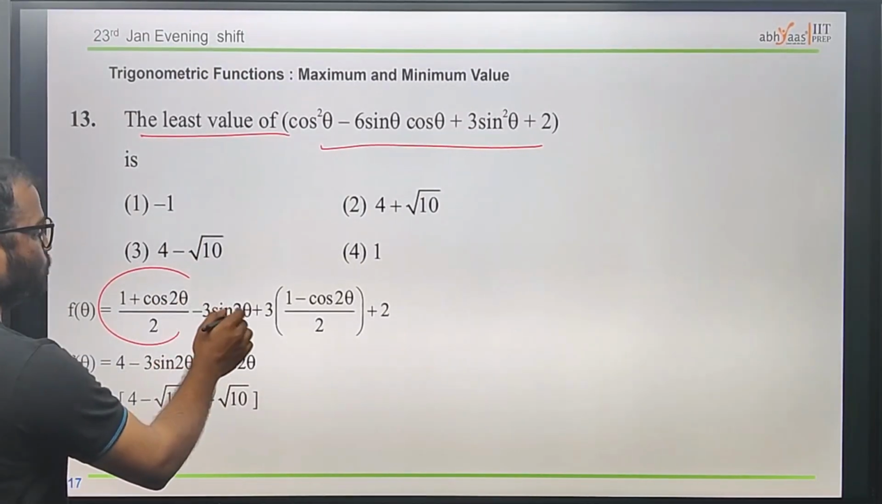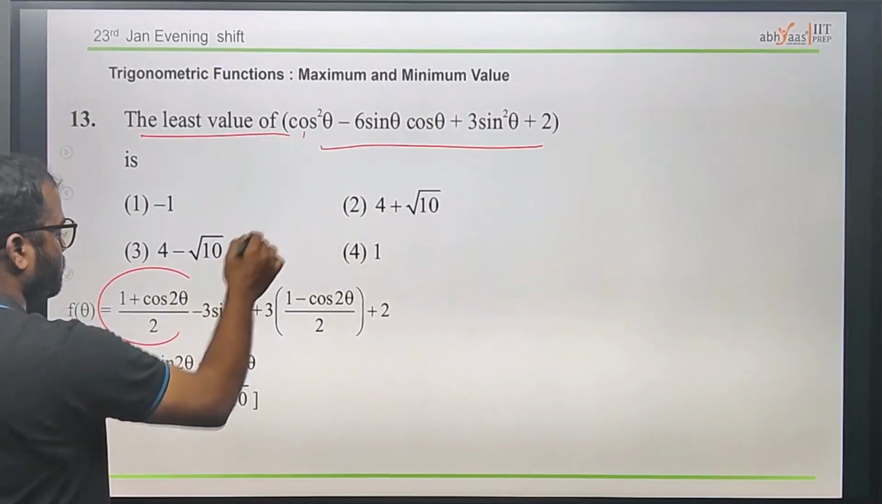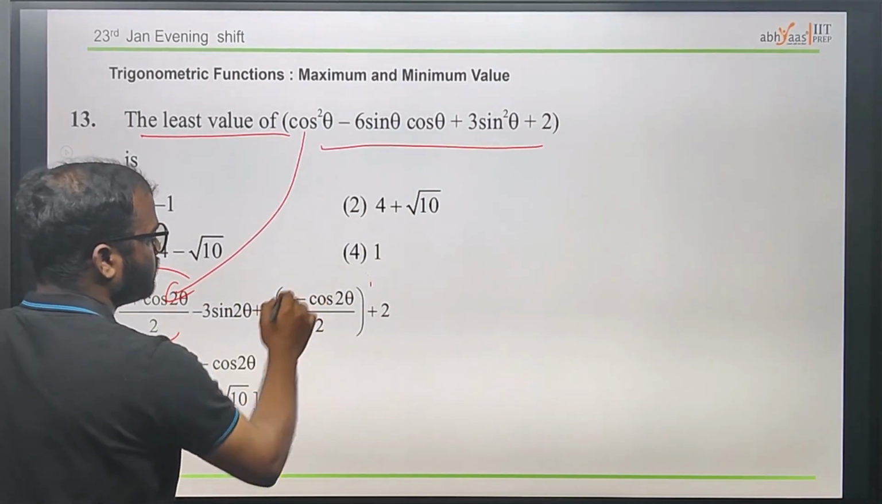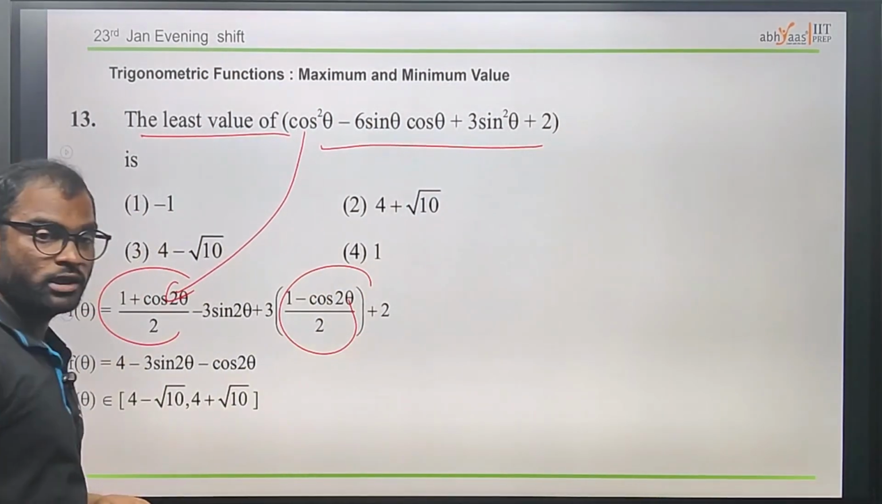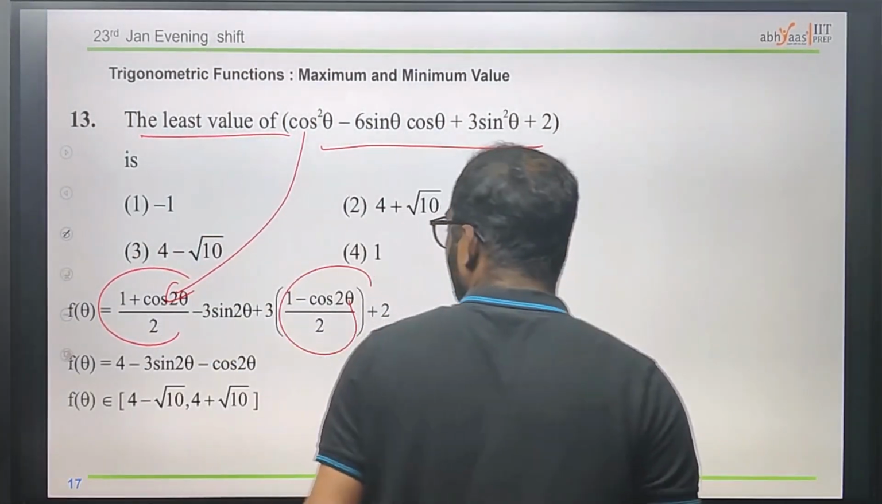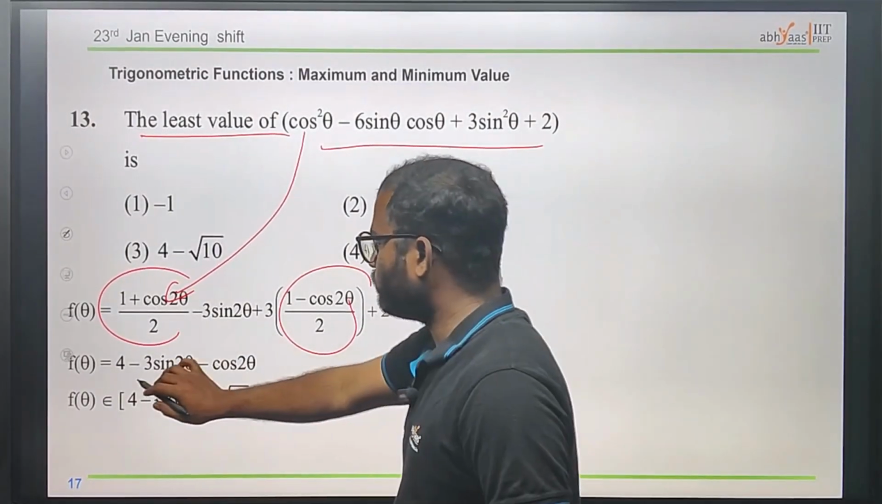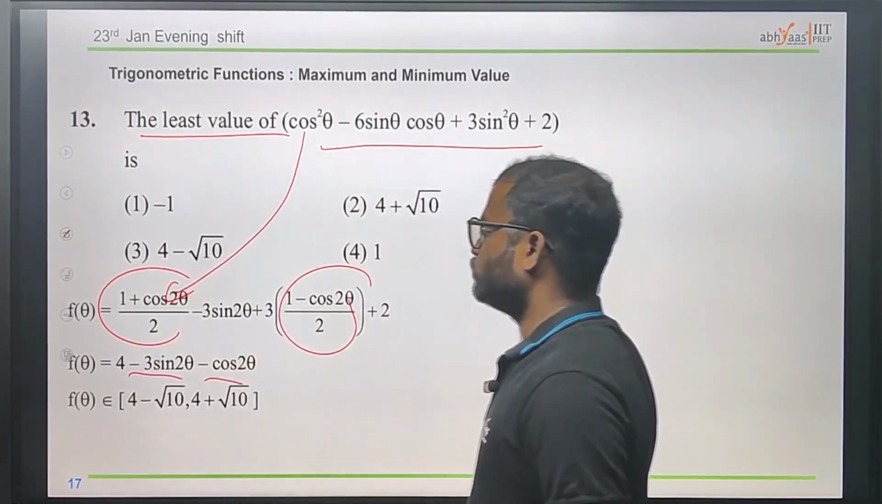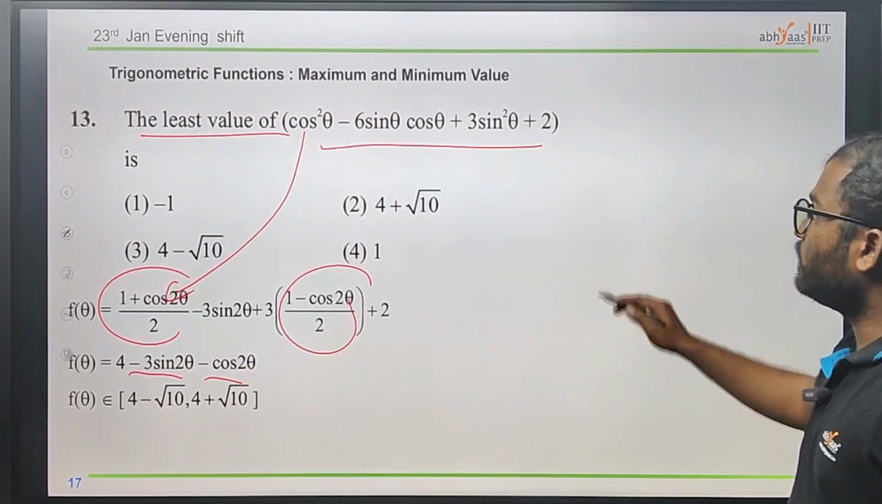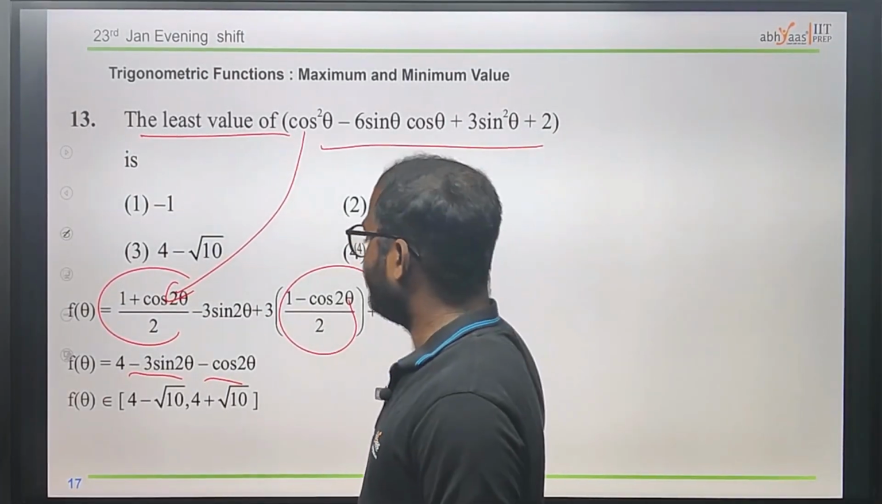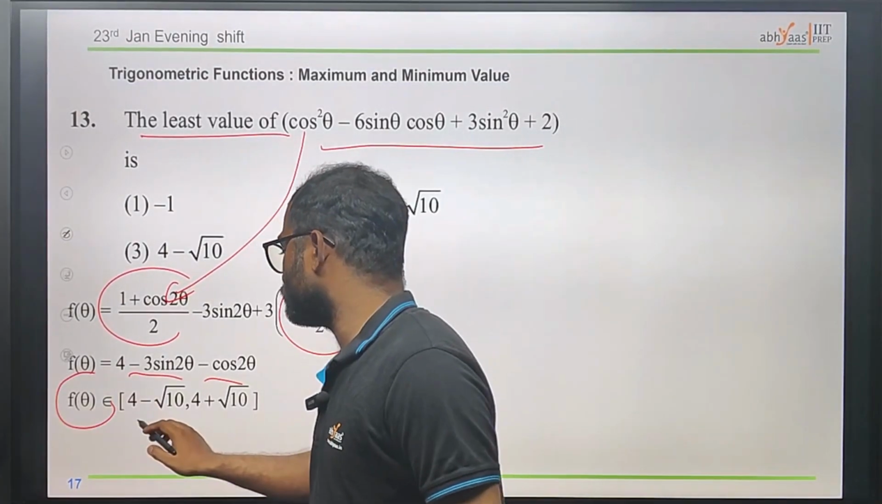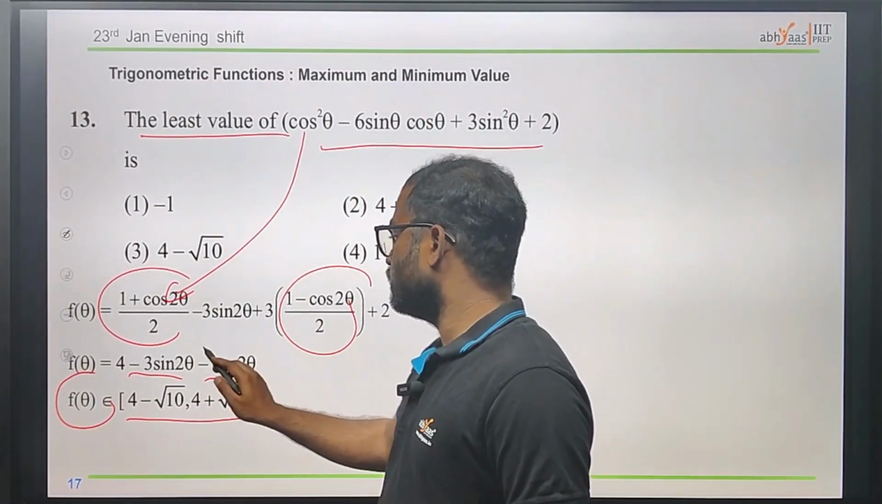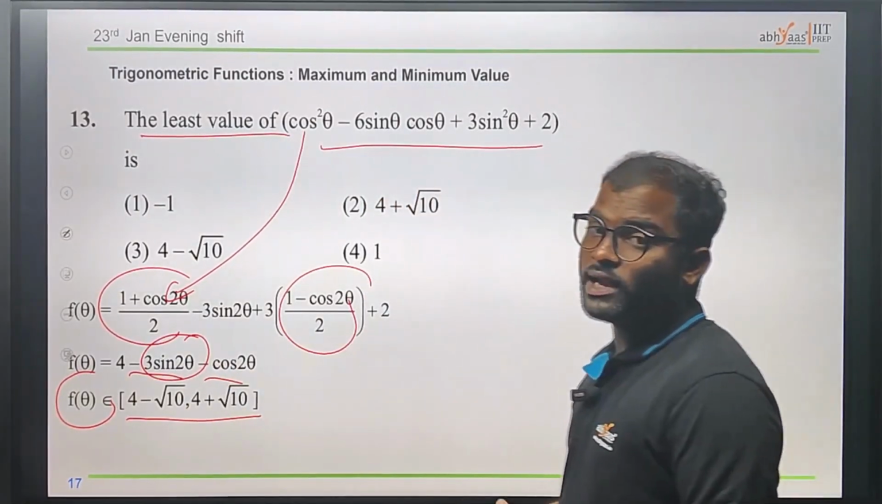We know we can write it as 1 plus cos 2 theta, and the 3 sin square theta can be written as 1 minus cos 2 theta by 2, plus 2. Now simplification leads to 4 minus 3 sin 2 theta minus cos 2 theta. Therefore, now we need to check the least value of theta, where f of theta belongs to this. I hope you understood these values.